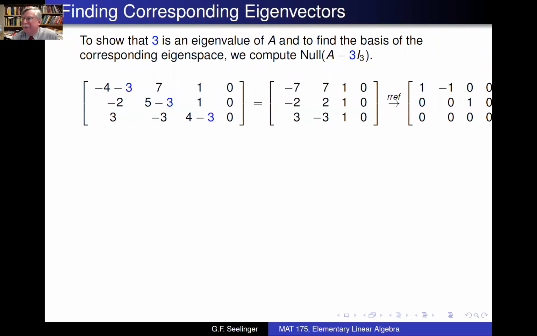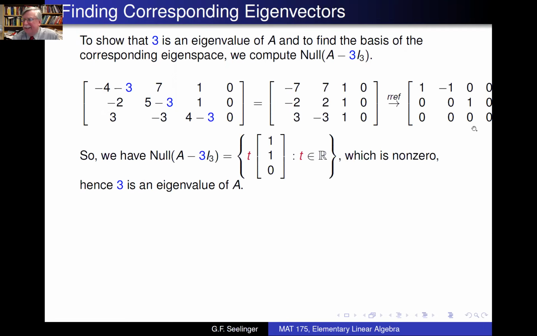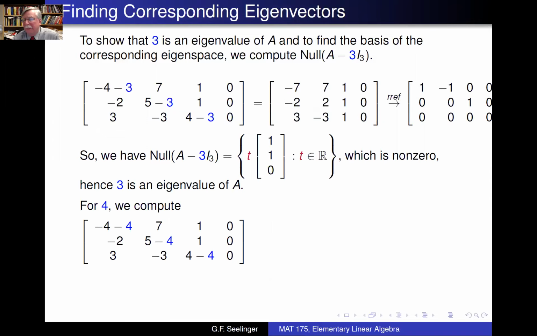But here we're computing the null space of A minus 3I. We go ahead and do that. We've got x2 as my free variable. x3 is equal to 0 here. So what do I get? I get that my null space is going to be x2 is t. That means x1 is also t because I bring it over to the other side. x3 is 0, so I get 1, 1, 0. This is non-zero, so that means that 3 is an eigenvalue of A.